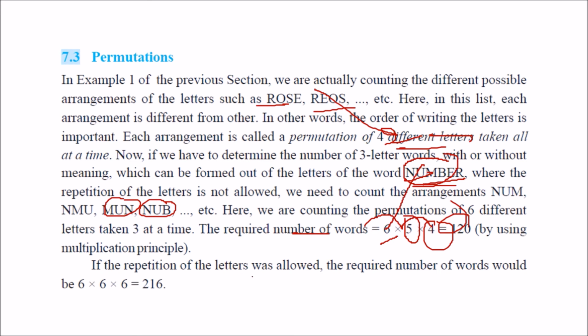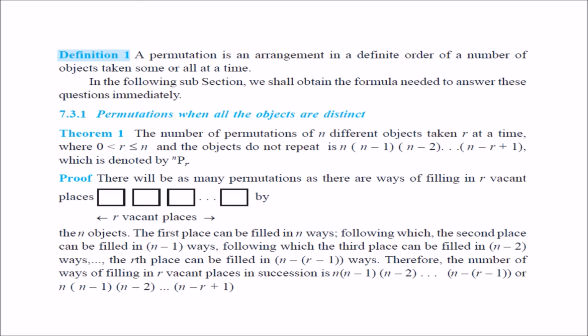120 ways. But if you are told that repetition is allowed, then the first can be chosen in 6 ways, the other can be chosen in 6 ways, and the next can be chosen in 6 ways. This is how 216 will be the answer.